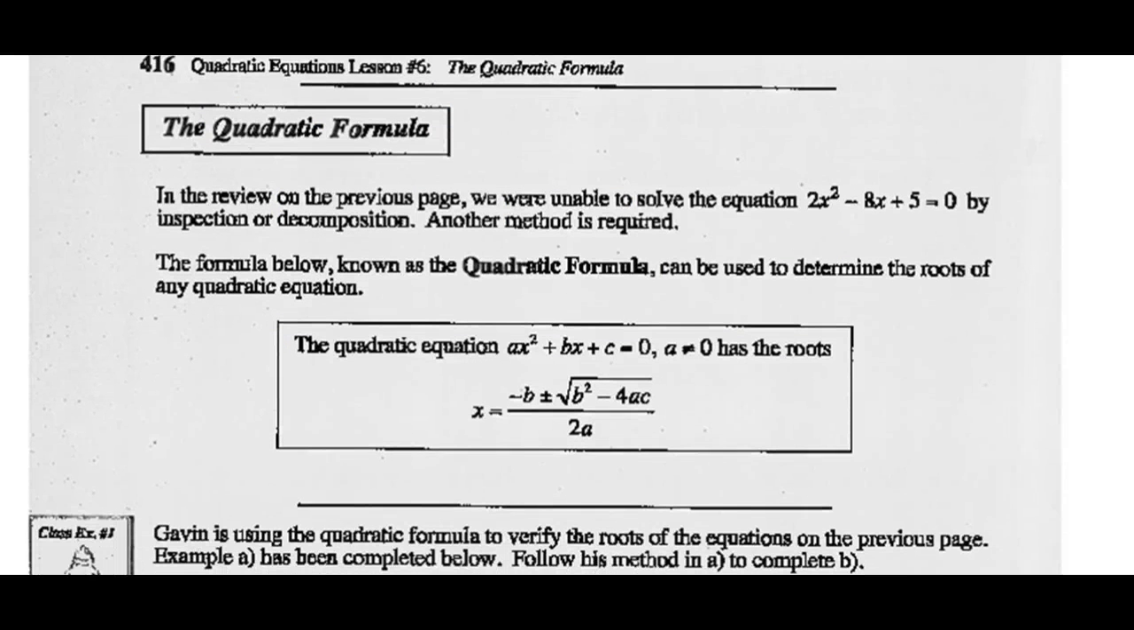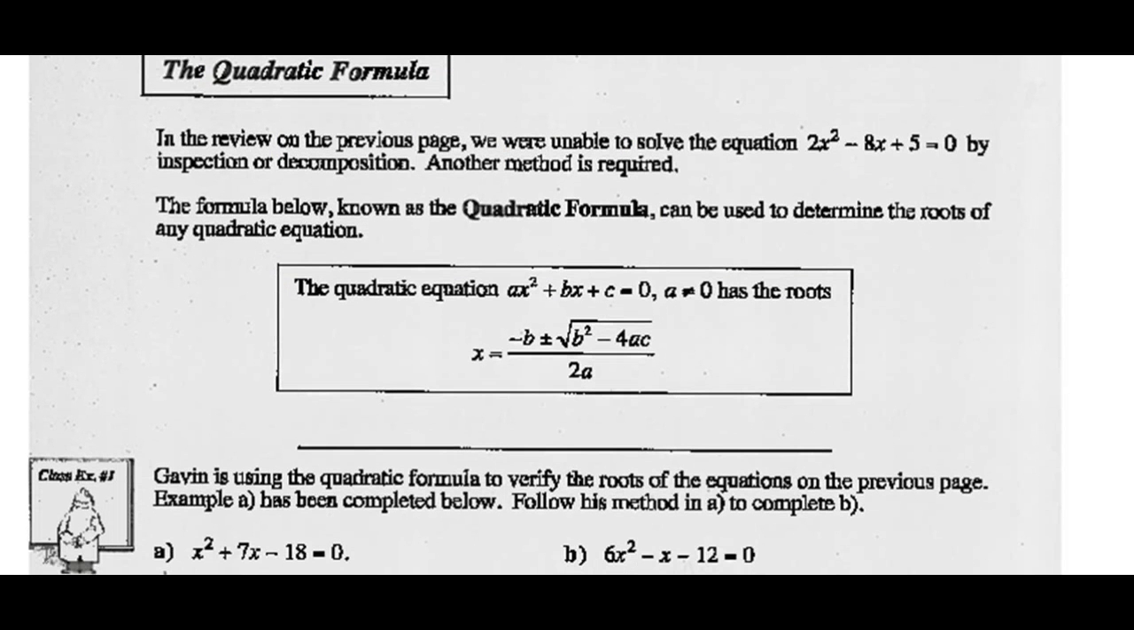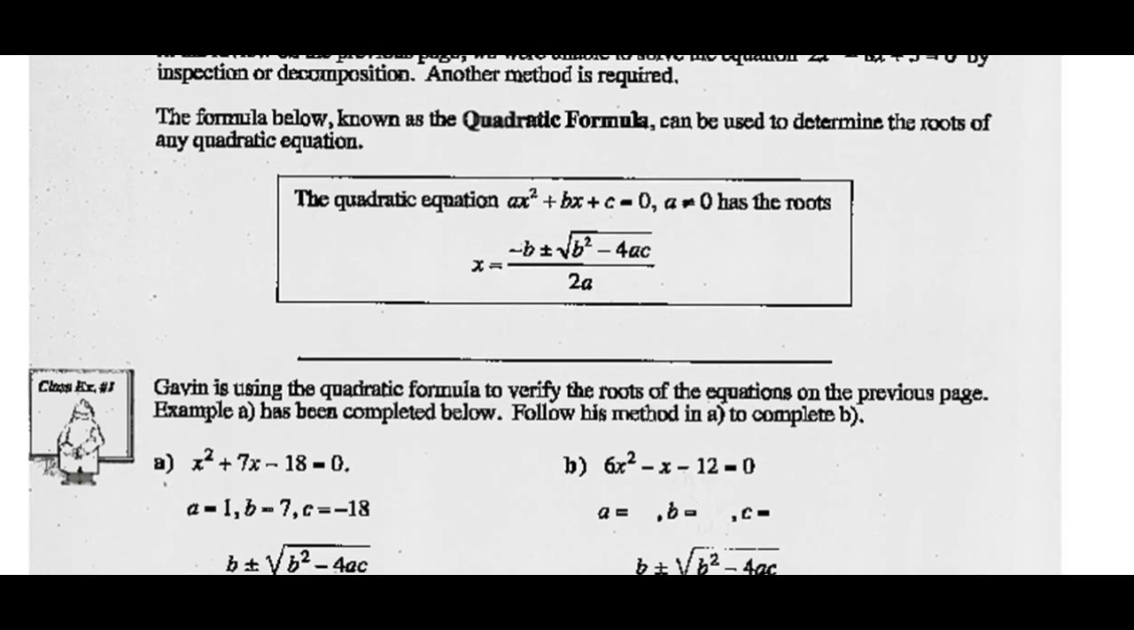In the review on the previous page, we were unable to solve the equation by inspection or decomposition. We could have solved it by graphing, which we did. Another algebraic method we could use is something called the quadratic formula. So this formula below is called the quadratic formula.